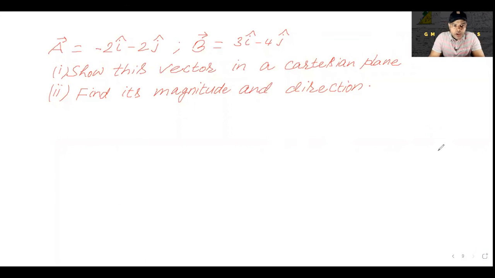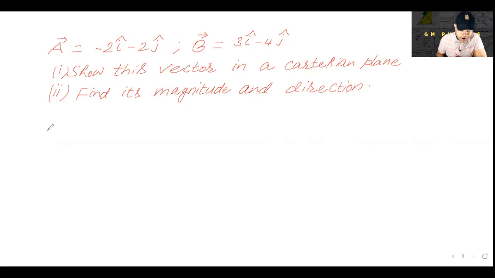All right, so here we are given two vectors in their rectangular coordinate form. The first vector, a vector, is minus 2i minus 2j, and the second vector, b vector, is 3i minus 4j. We have to show these vectors in a Cartesian plane, and then we have to find the magnitude and direction for both of these vectors. So let's have a look.